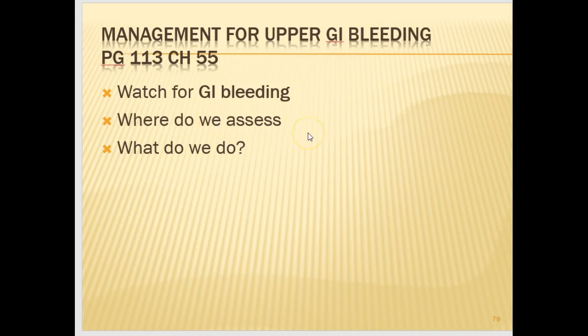What do we assess? You're going to look at their lab values, their vital signs, checking orthostatic vital signs. What else? Their H&H, the person as a whole. Are they feeling generalized weakness? You're looking at their color. You're looking at their capillary refill, correct?